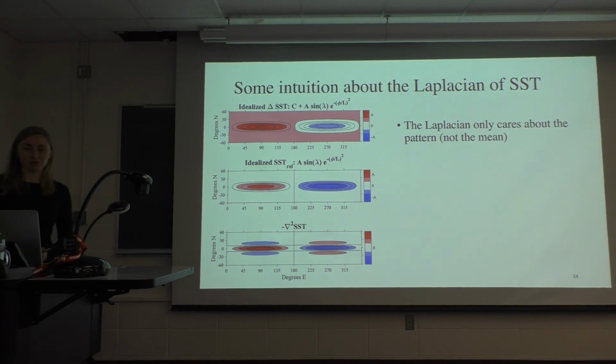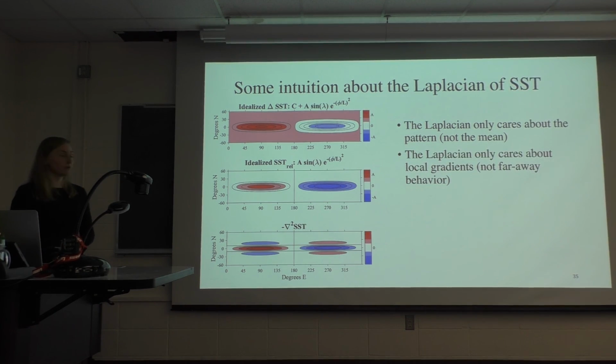So there's a couple of features I want to point out here. First of all, the Laplacian of SST, it doesn't care about the mean warming, right? This background, this C could be anything. I could be imposing this pattern on a 290 Kelvin ocean or a 300 Kelvin ocean. The Laplacian stays the same. So the Laplacian for relative SST and the Laplacian of the total SST response are the same. It doesn't care about the mean.